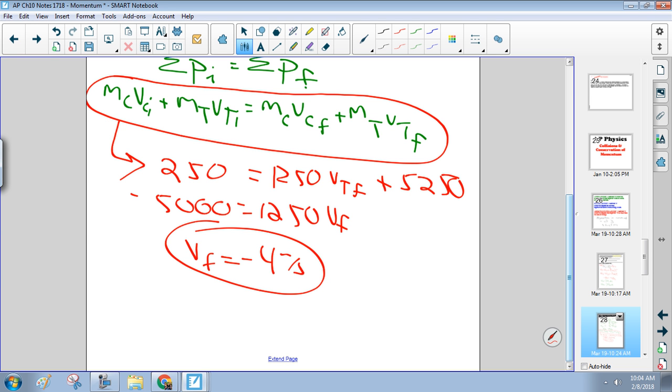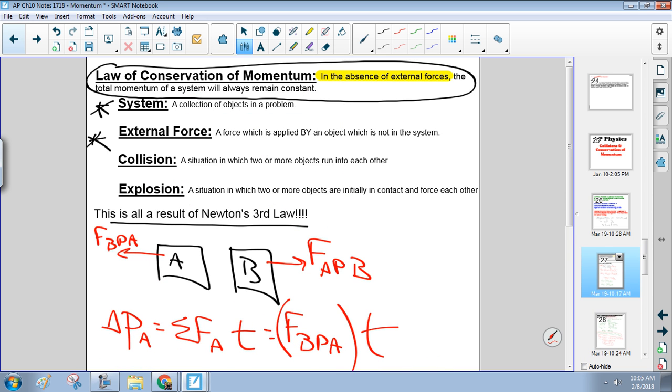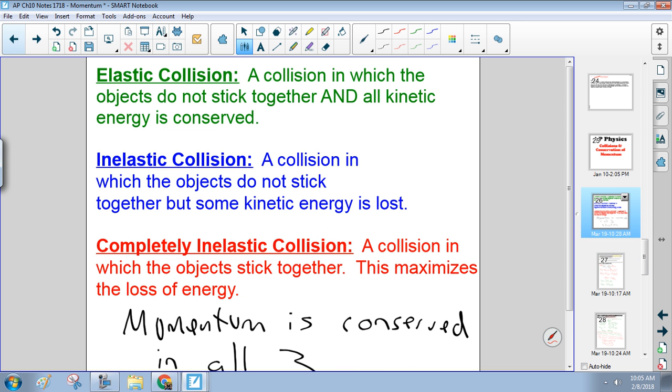Okay, now, so let's do this. The question also asked us to determine what kind of collision it is. So what am I asking you to do? Identify if it's elastic, inelastic, or completely inelastic. All right? So, let's review real quick. Completely inelastic would mean that the objects stick together.